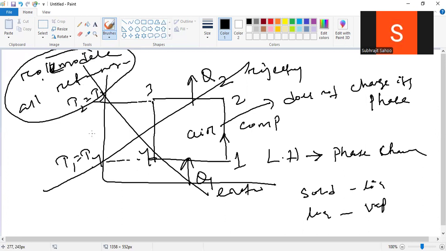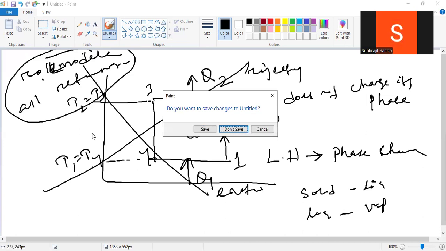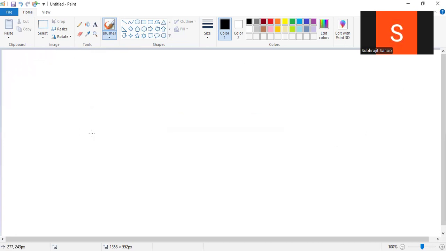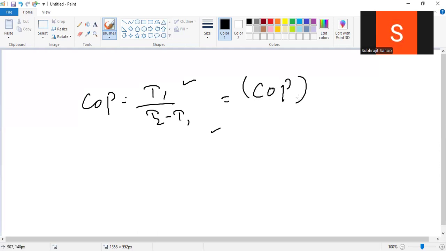So what are the next advantages of this reversed Carnot cycle? The formula for this COP is T1 divided by T2 minus T1. By adjusting this T1 and T2, I can get the maximum COP. I can get 100% efficiency if I slightly adjust this T1 value or T2 value. By adjusting the T1 and T2 values, I can get 100% performance.